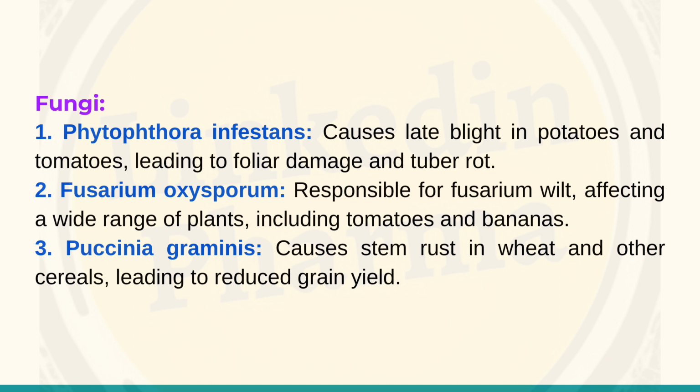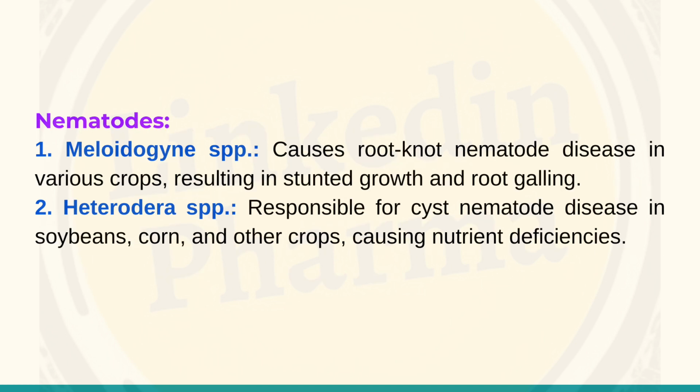Puccinia graminis causes stem rust in wheat and other cereals, leading to reduced grain yield. Nematodes. Meloidogyne spp. cause root knot nematode disease in various crops, resulting in stunted growth and root galling. Heterodera spp. are responsible for cyst nematode disease in soybeans, corn, and other crops, causing nutrient deficiencies.